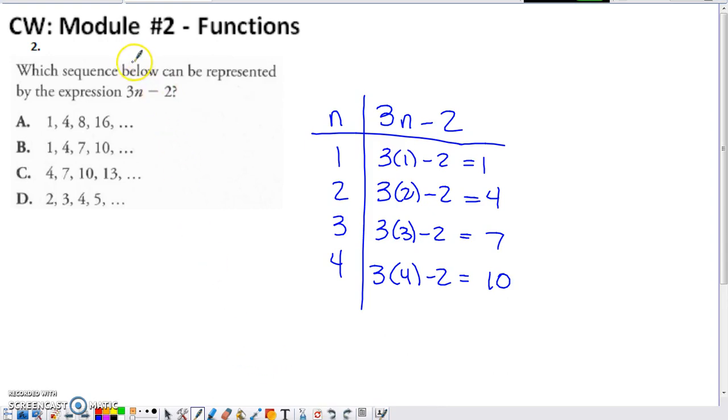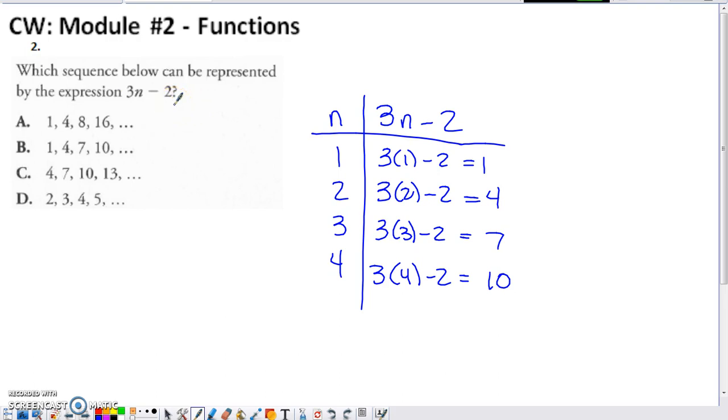All right, so these questions are off of the assignments that we did during our Keystone review that involve functions. First few questions are from the classwork there, so this one is number 2. It's a multiple choice question. Which sequence can be represented by this expression?